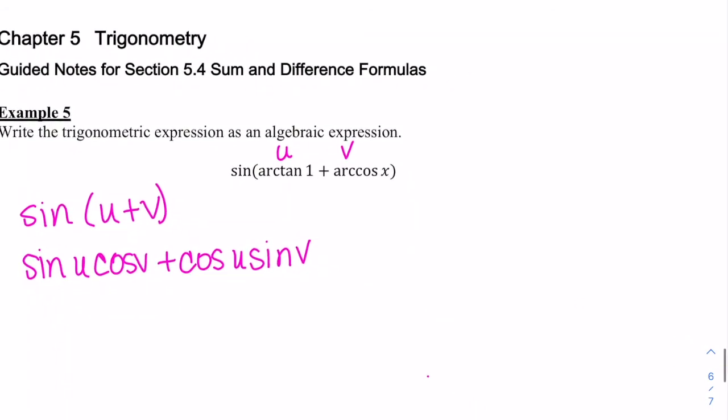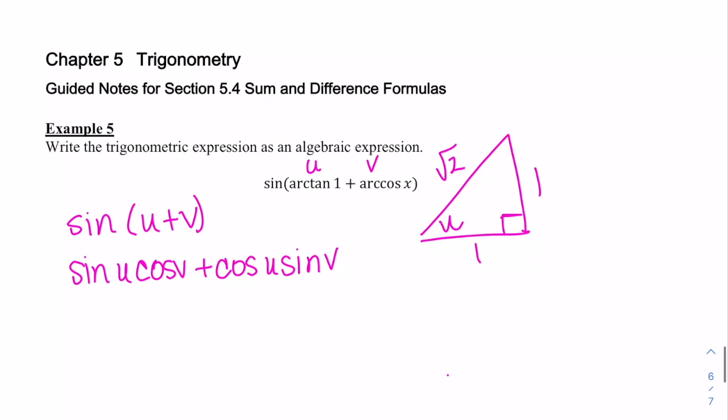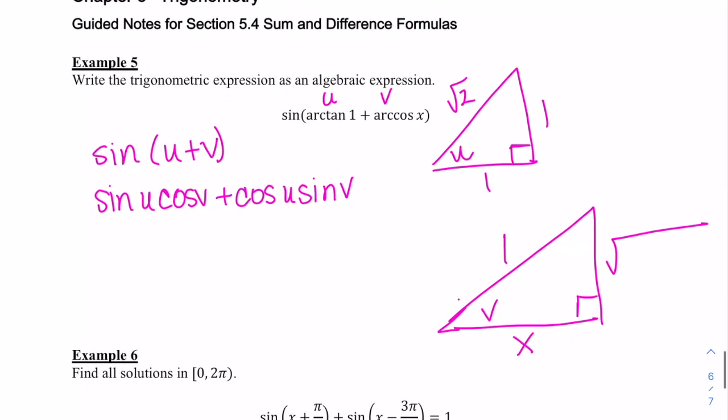It's probably just easier to redraw a triangle. So we'll say this is u, and if arctangent is 1, that means it's opposite over adjacent, so that's 1 and 1. So that must be a 45, 45, 90 triangle. And then for the next one, I'm going to draw it down here. So for v, if we know that arccosine is x, then the adjacent is x, the hypotenuse would be 1, and then the opposite side must be the square root of 1 minus x squared.